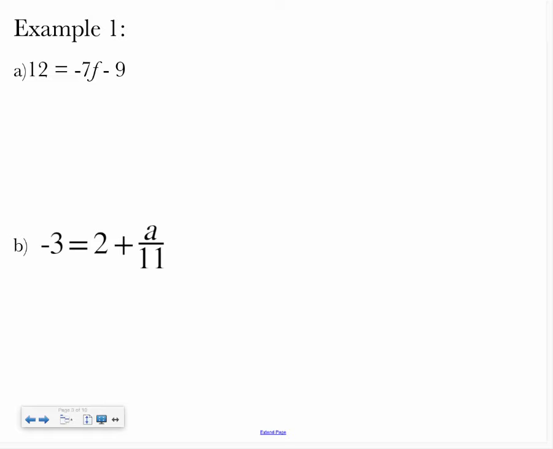This first one, we have 12 equals negative 7f minus 9. We want to solve for f. Remember that instead of doing order of operations, or PEMDAS, we do the order of operations backwards, or SADMEP. You'll hear it both ways. Alright, so as always, we are going to start by teeing it up. If we want f by itself and we want to move stuff that are either subtraction and addition first, we're going to have to move this minus 9.